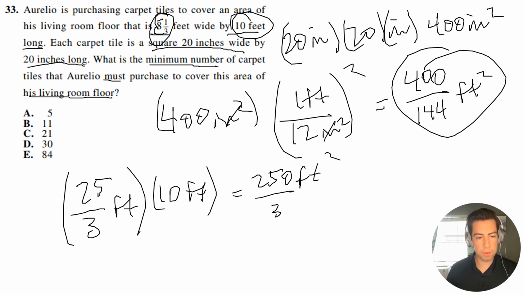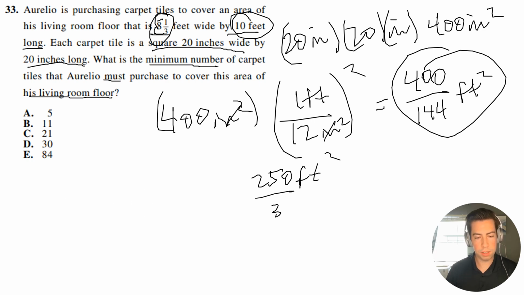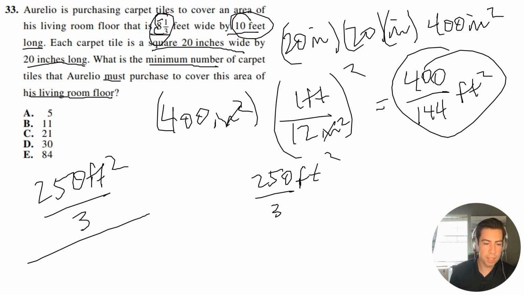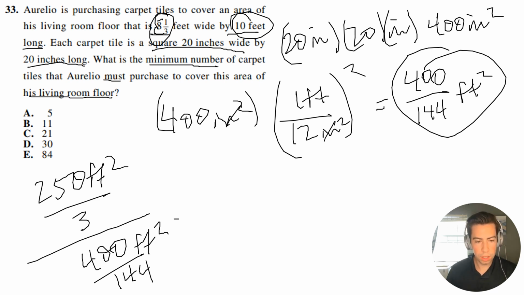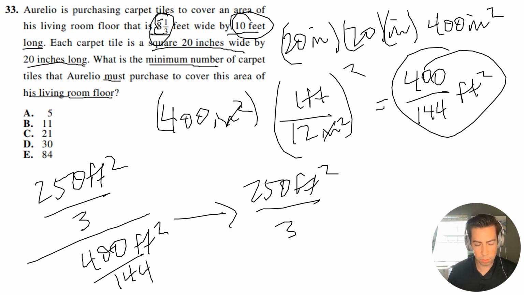Now, we want the minimum number of carpet tiles that he must purchase. So what I'm going to have to do here is divide 250 feet squared divided by 3 by 400 over 144. Sorry, it might be getting a little bit messy, but let's see if we can simplify this down some. And again, this is going to be feet squared. So what I'm going to do now is flip that second fraction, because that's what we have to do when we're dividing by fractions. So I'm going to have 144 and then 400 on the bottom here.